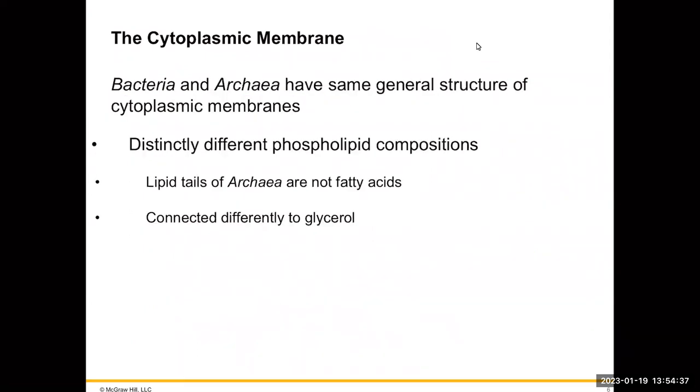Okay, now, bacteria and archaea have the same general structure. Okay, so their phospholipids are different. The archaea, the tails aren't fatty acids, so they're hooked up differently to the glycerol, so they're not fatty acids. I'm not going to ask you to draw this or anything, but they are different.